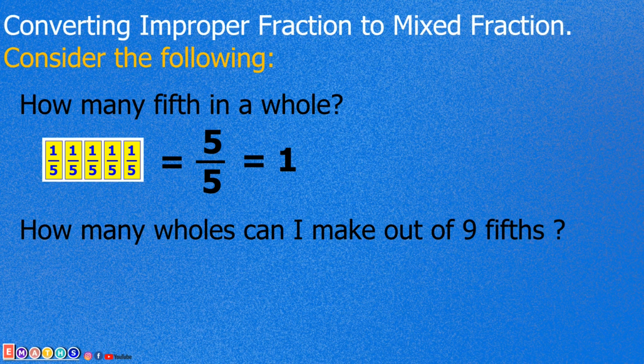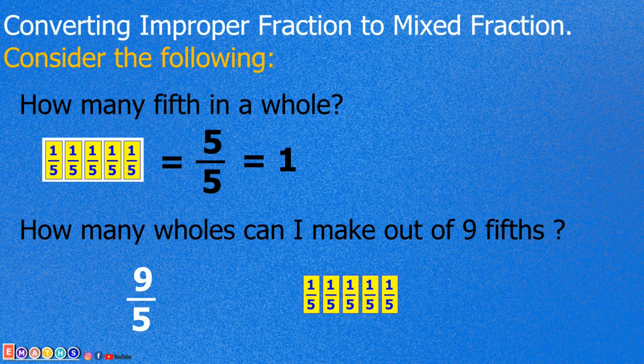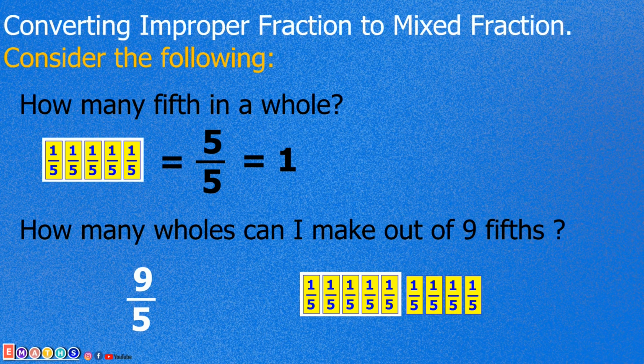How many wholes can I make out of 9 fifths? Consider the example 9 fifths. 1 fifth, 2 fifths, 3 fifths, 4 fifths, 5 fifths, 6 fifths, 7 fifths, 8 fifths, 9 fifths. We know there are 5 fifths in 1 whole. Therefore, we say in 9 fifths there are 1 whole and 4 fifths.